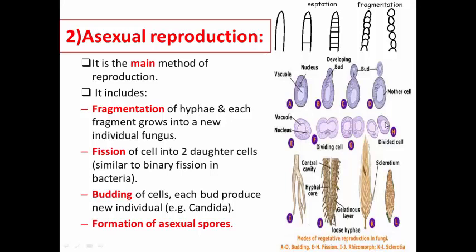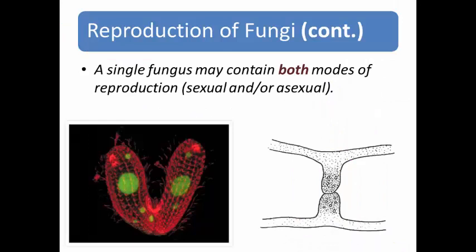The last one is formation of asexual spores, like conidiospores and conidiophores and so on. For your need, and this is not important for me, you should know only that we have formation of asexual spores. Okay? But take care for this. A single fungus may contain both modes of reproduction, sexual and or asexual. So fungi can reproduce sexually or asexually or by both methods at the same time.